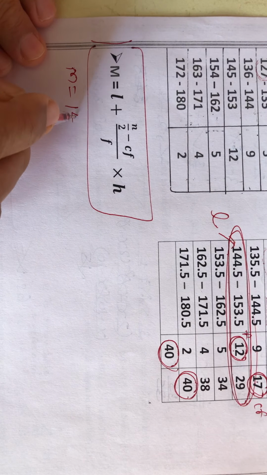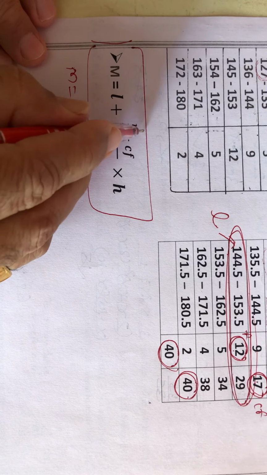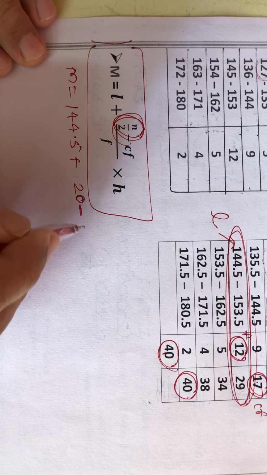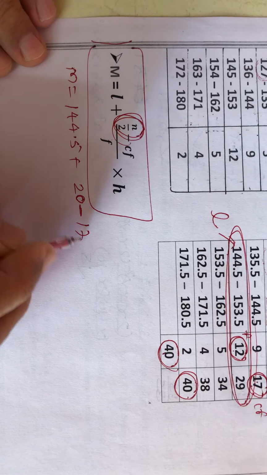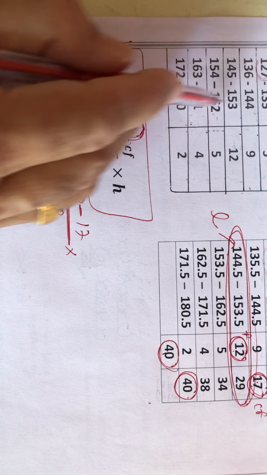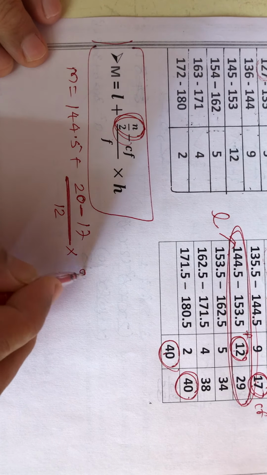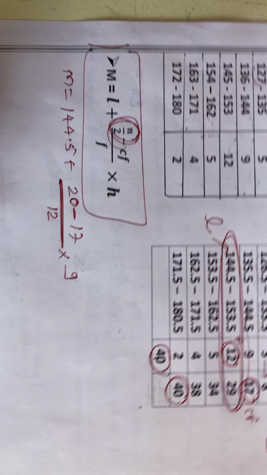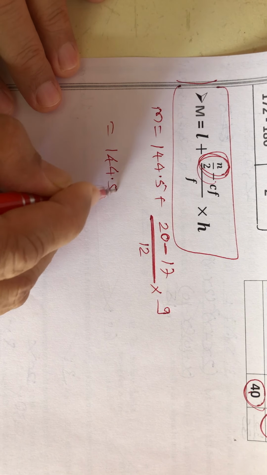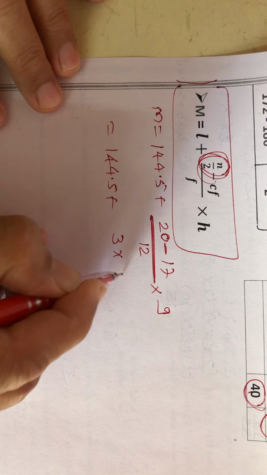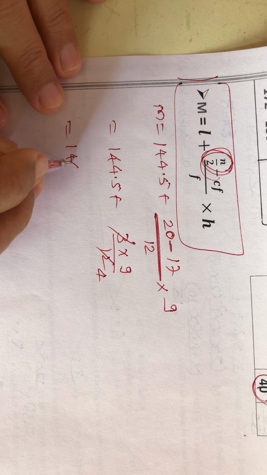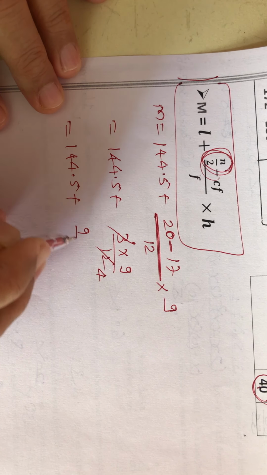L is 144.5, n by 2, that is 40 by 2, that is 20, minus CF. CF is 17. Normal our frequency is 12 into H. Difference check કરો, difference કેટલાનો છે? 9 નો difference છે. Okay. Now 144.5 subtraction very easy. 3 into 9 upon 12. 3 4s are 12. So 144.5 plus 9 upon 4.